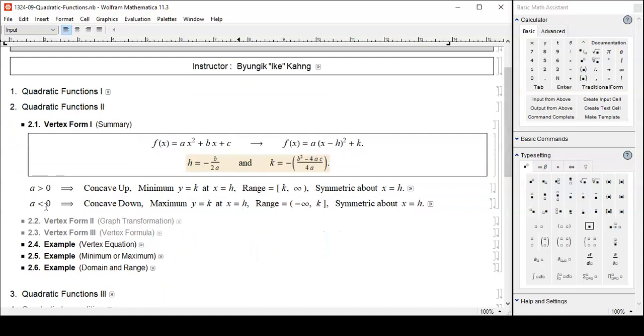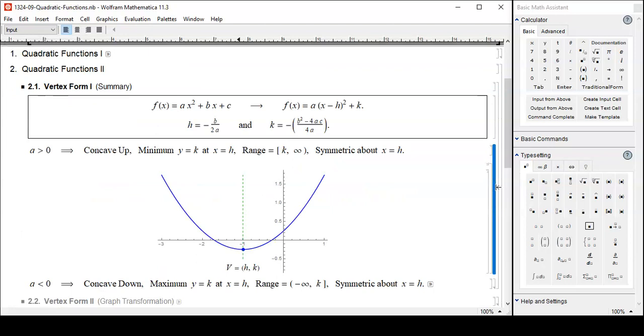Now when a is greater than 0, as we discussed, we have to have concave up. We have this kind of graph, and minimum k, this k value, is assigned at x equals h. If I plug in h, then h minus h is 0, so this entire thing drops out, and we have this minimum k. And the range is k to infinity, and as you can see, symmetric with respect to the vertical line x equals h. Is everything clear to you?